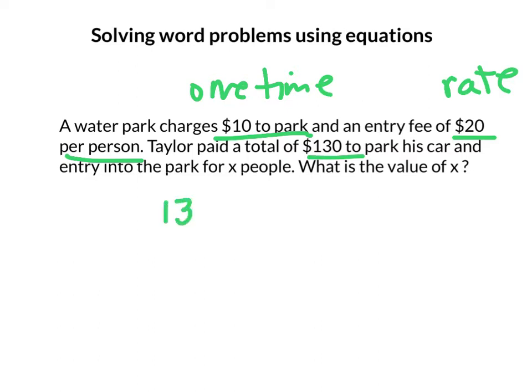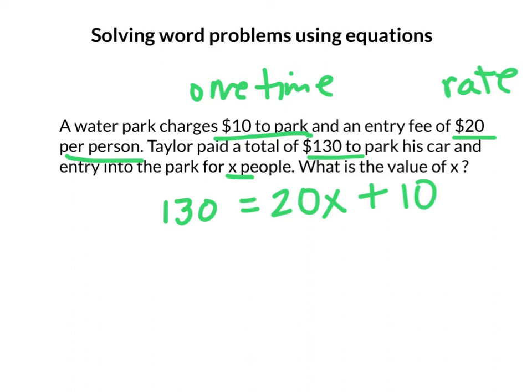So you can start with your total is equal to your rate, so $20 per person, and we know our people are x, so 20 times x, plus paying for parking that one time. So that's my equation. Now I go through and I solve.